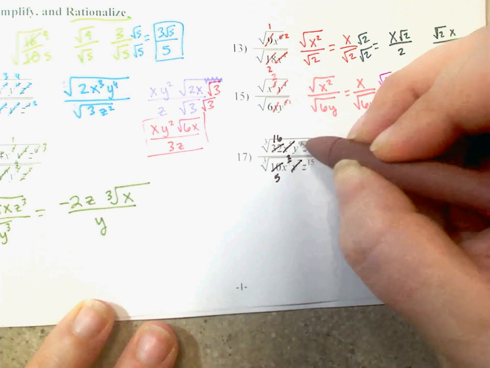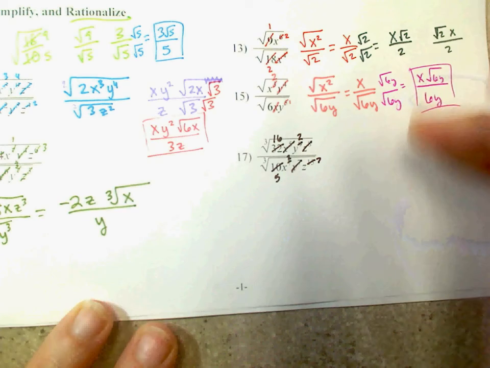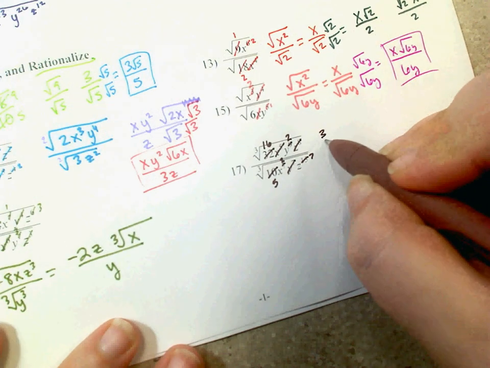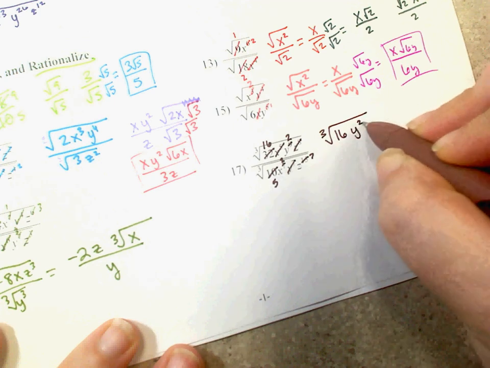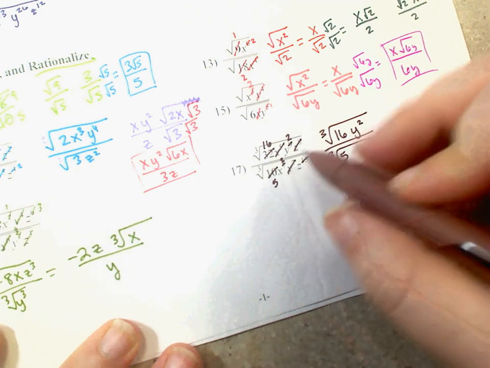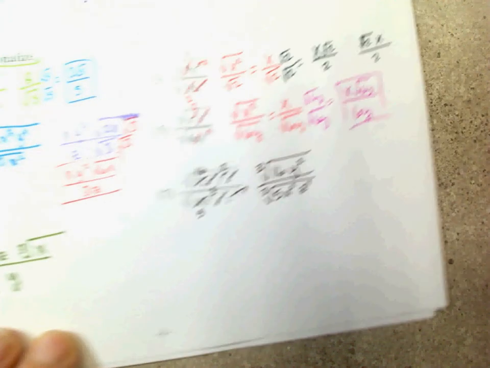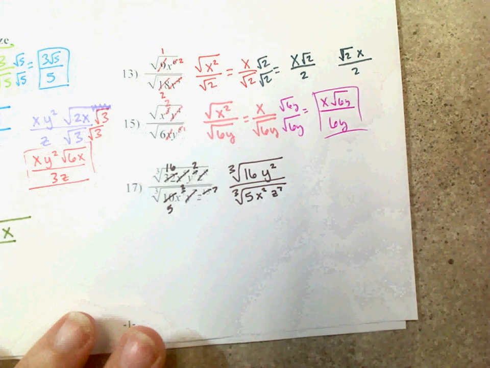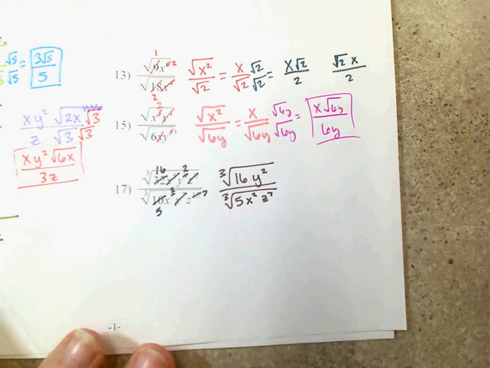So I've got the cubed root of 16y squared divided by the cubed root of 5x squared z to the 7th. Alright, so this is one of those times where simplifying in the numerator and denominator first before you rationalize will make it easier. I know that 16 is 8 times 2.